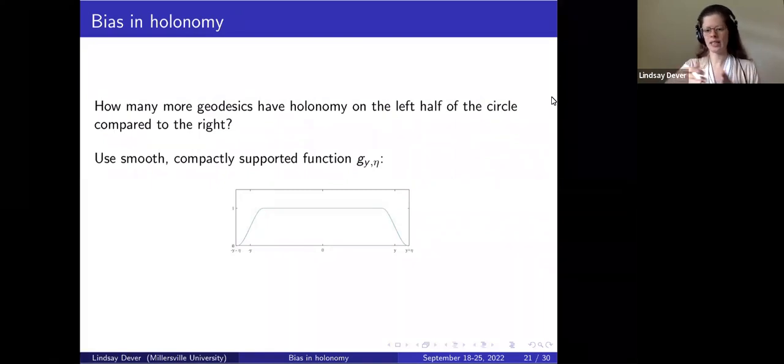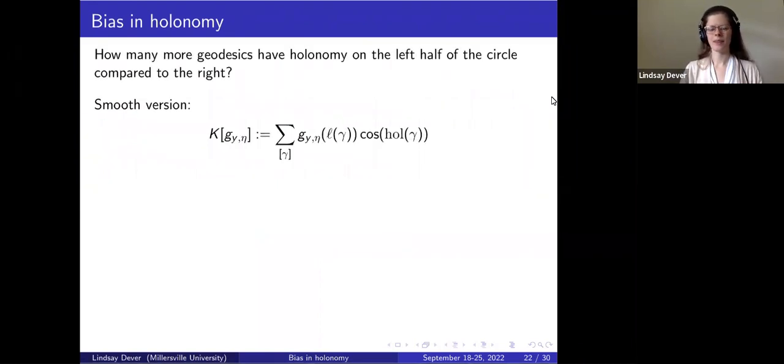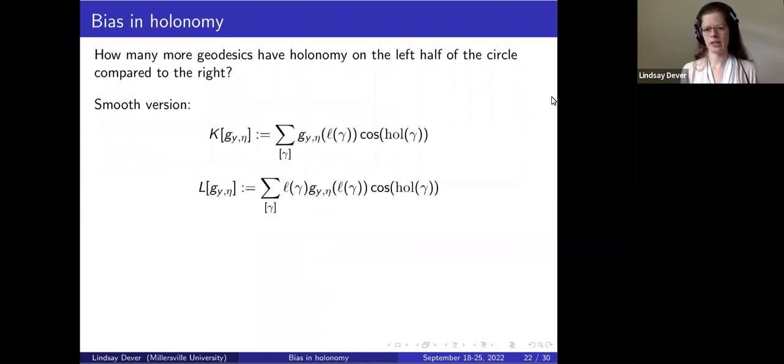And eta tells us how big that ambiguous region is where our smooth function is decaying. Okay, so we have the smooth version of this question. And then for technical reasons, it turns out to be easier to multiply each term by the length of the geodesic as well.